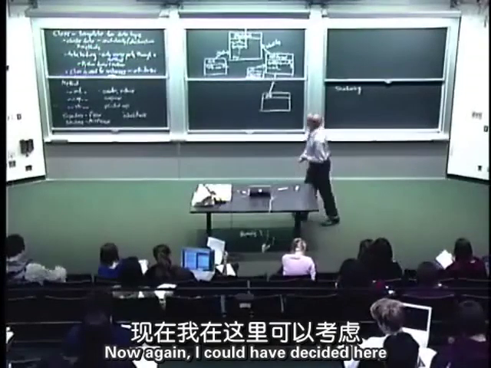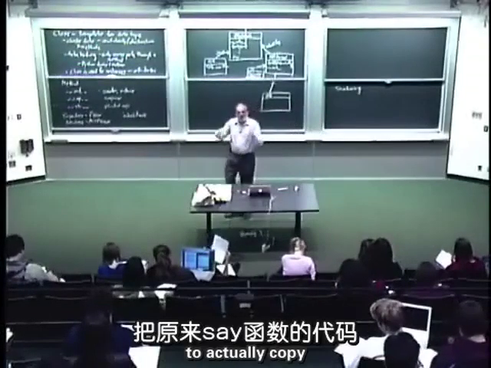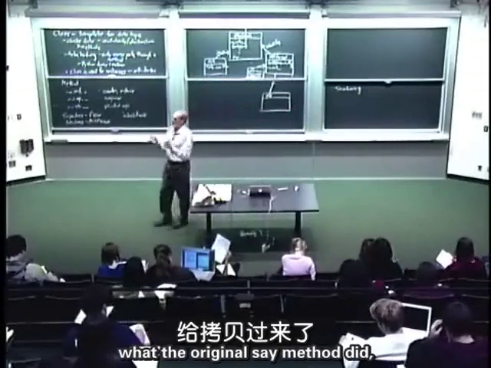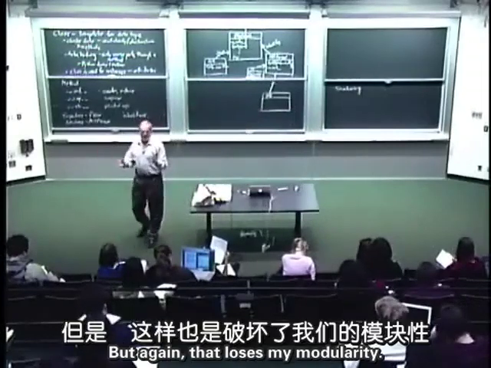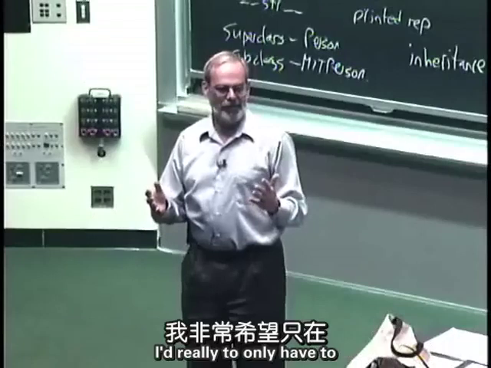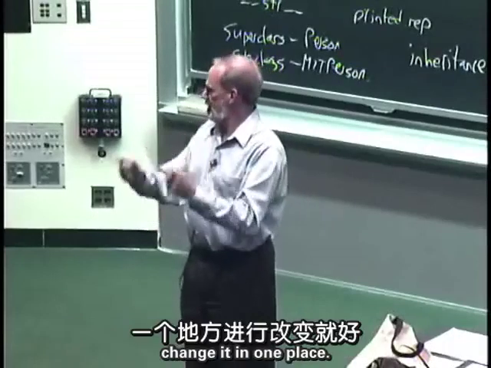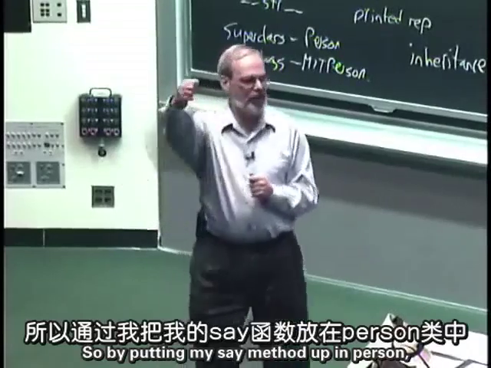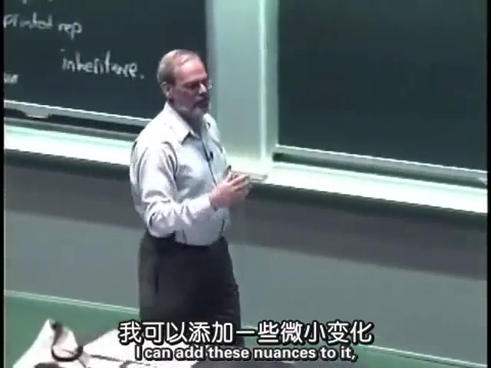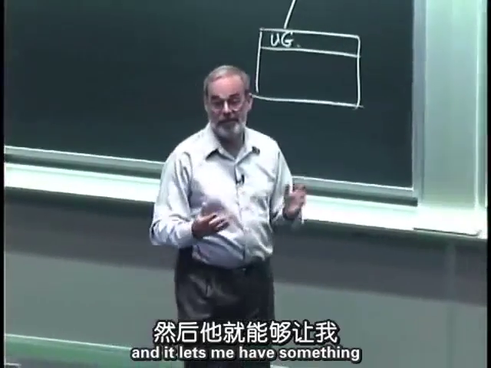Now again, I could have decided here to actually copy what the original say method did, stitch all the other things together. But again, that loses my modularity, right? I'd really like to only have to change it in one place. So by putting my say method up in person, I can add these nuances to it, and it lets me have something that has that variation.